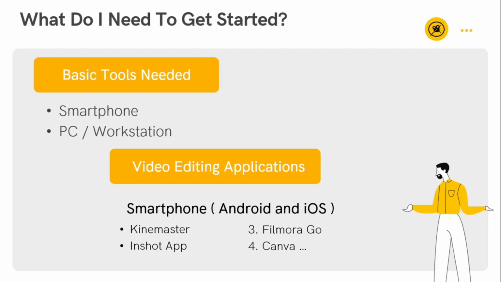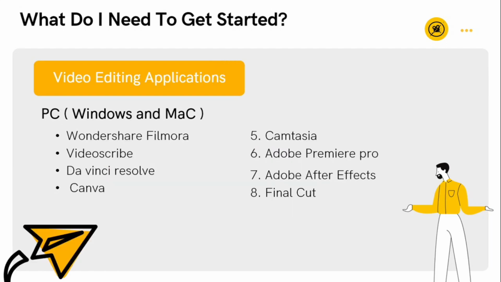Why Canva? Yes, Canva is available on mobile and PC, and it's also available on the web. You can use the web version, which is the best for me, right? So for video editing applications on PC, Windows and Mac, we have Filmora, we have VideoScribe, we have DaVinci Resolve, we have Canva, Camtasia, Adobe Premiere Pro, Adobe After Effects, and Final Cut.